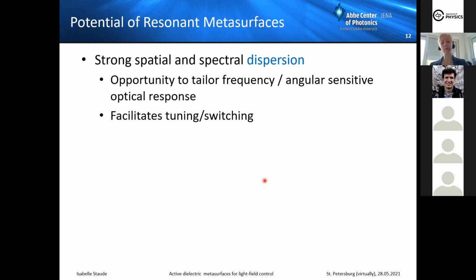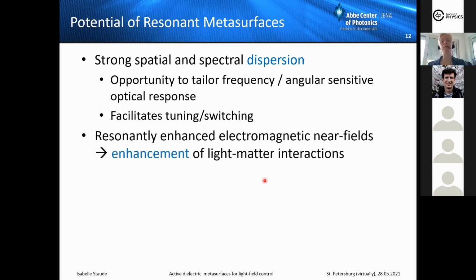Also, it facilitates tuning and switching. If you imagine you have a strong spectral dispersion, like maybe a sharp peak, and you're able to tune this a little bit by changing something in the system, then at a given wavelength, even a small tuning will lead to quite a strong tuning contrast. So it is good to be dispersive here. And now we come back to this image of the metasurface as an array of resonant nano antennas. Each of these little building blocks acts like a little antenna and can locally enhance the electromagnetic near fields and thereby also enhance light matter interactions.